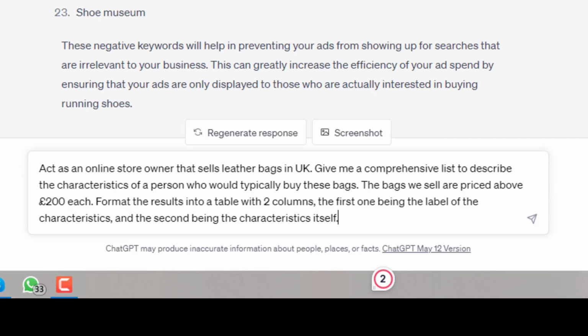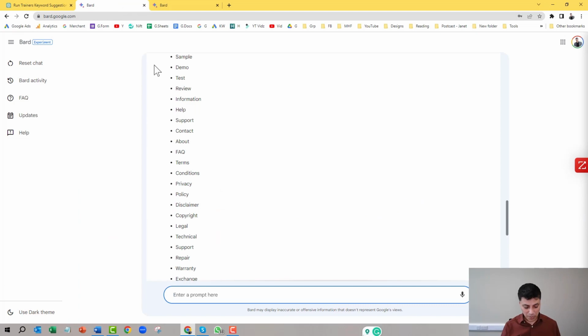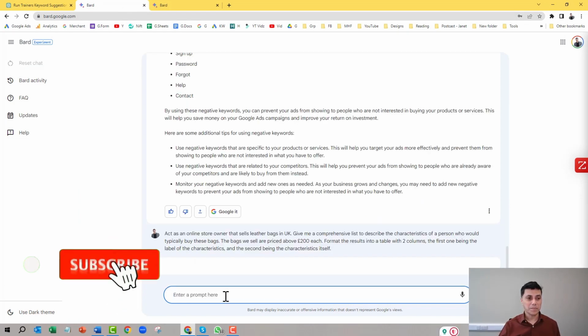So I'm going to press enter on that, and then I'm going to go over to my Bard tab, and I'm going to press enter on that as well. And let's see how they both perform.